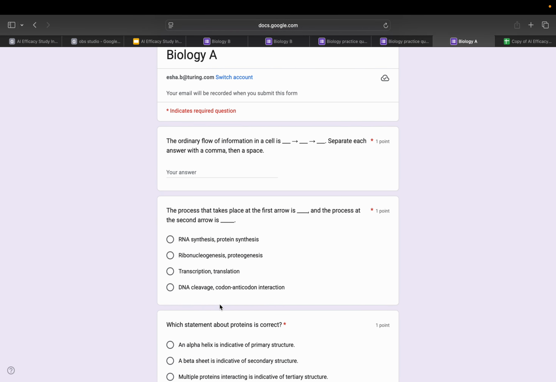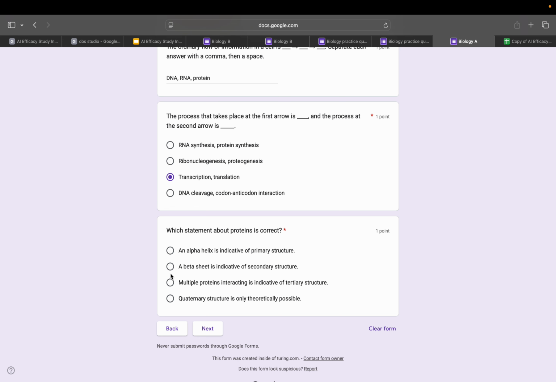The ordinary flow of information in a cell is, I know, DNA, RNA, protein. The process that takes place at the first arrow is transcription and translation, and the process at the second, this is the last thing I read. Which statement about protein is correct? A beta sheet is indicative of the structure. So multiple proteins interact with the quaternary structure. I'll go with the A1. I'm not sure about this one.